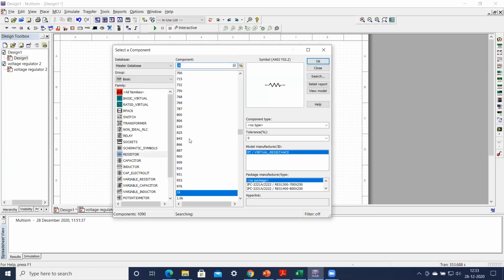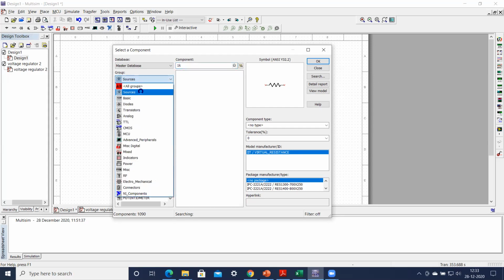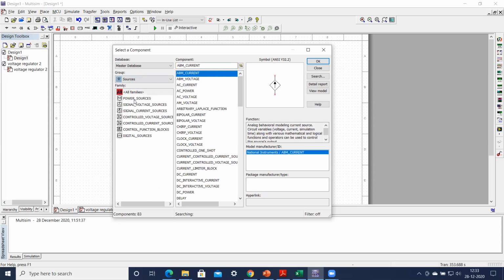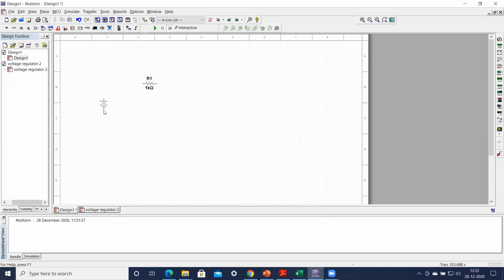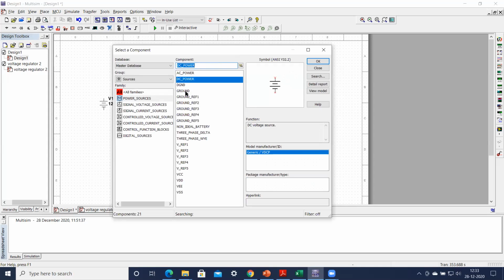Then we need one power supply. So I will take a power supply. You just go to the groups, then go to the sources, and here we can take the power sources. Then we can select one DC power supply. Then we also have to select a ground, because ground is always necessary. We have to connect a ground to our entire circuit.